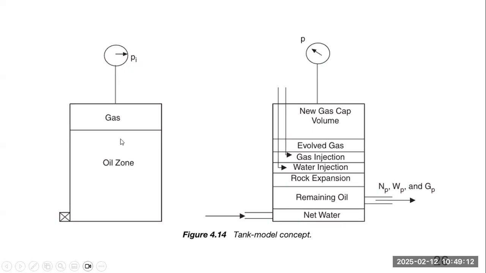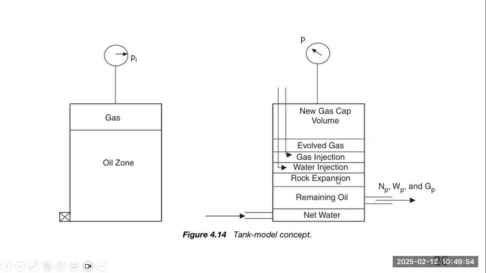You have your oil zone and you have your gas zone. This is your initial pressure, PI. Remember your PI. As pressure drops, this is P as every other P. Pressure drops from initial pressure. What happens? This is your new gas cap volume. So it has extended. You have your evolved gas. You have your gas injection and water injection. So this is from external to the reservoir. And then you have gas and water injection, which was mentioned earlier, that when you have pressure maintenance, you have either gas injection or water injection.